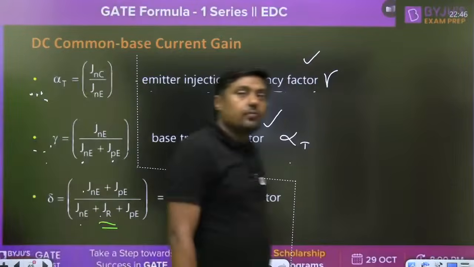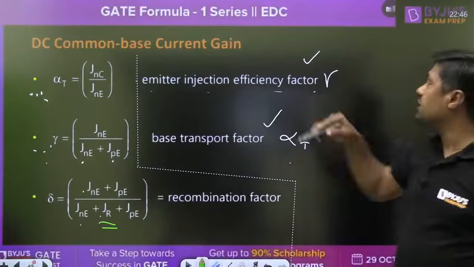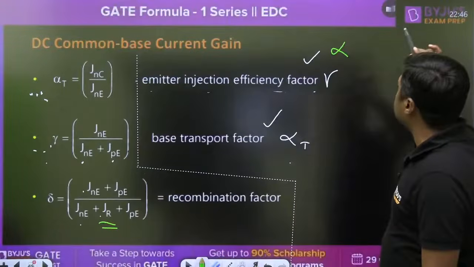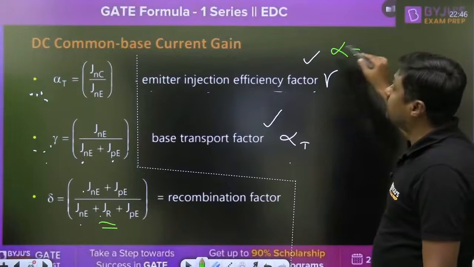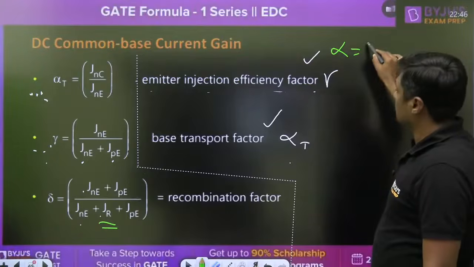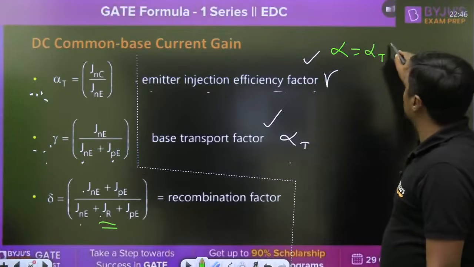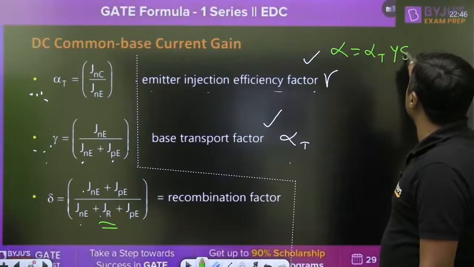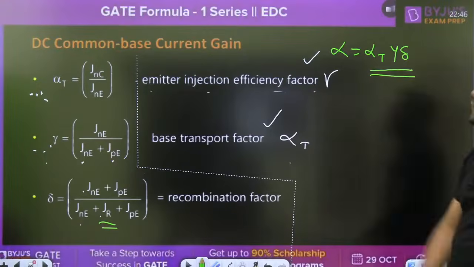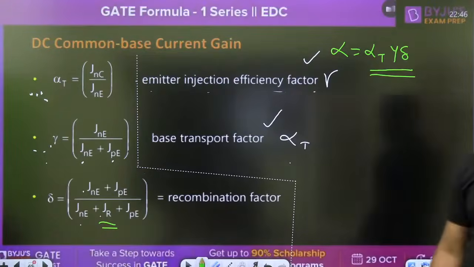That is the ratio. And then overall alpha, we can find the overall alpha. Normally it is given in the question. That is the product of these three. Right? Alpha T into what? Gamma into what? Delta. Product of these three. I think now it is clear.